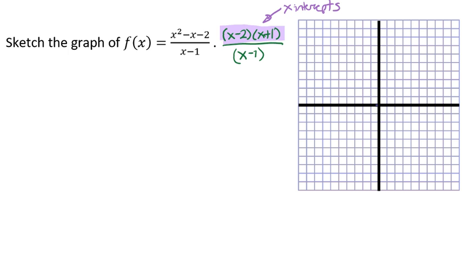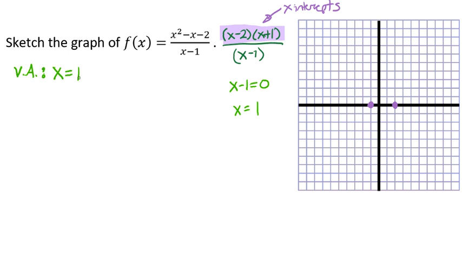So we have x equals -1 and x equals 2. So we know the graph is going to cross right there. But we also need to find our vertical asymptote. So to do that, remember we take our denominator and we set it equal to 0. So we'll take x minus 1 and set it equal to 0. And that's going to give us x equals 1.